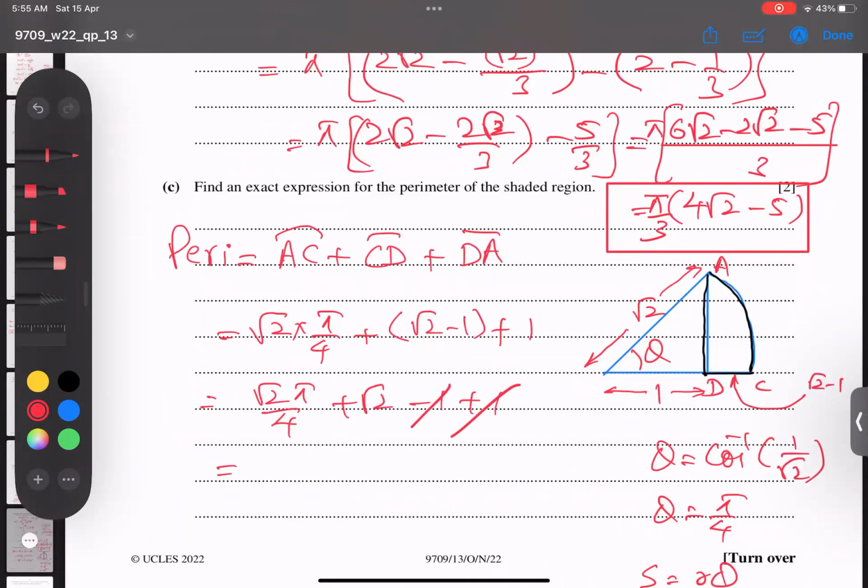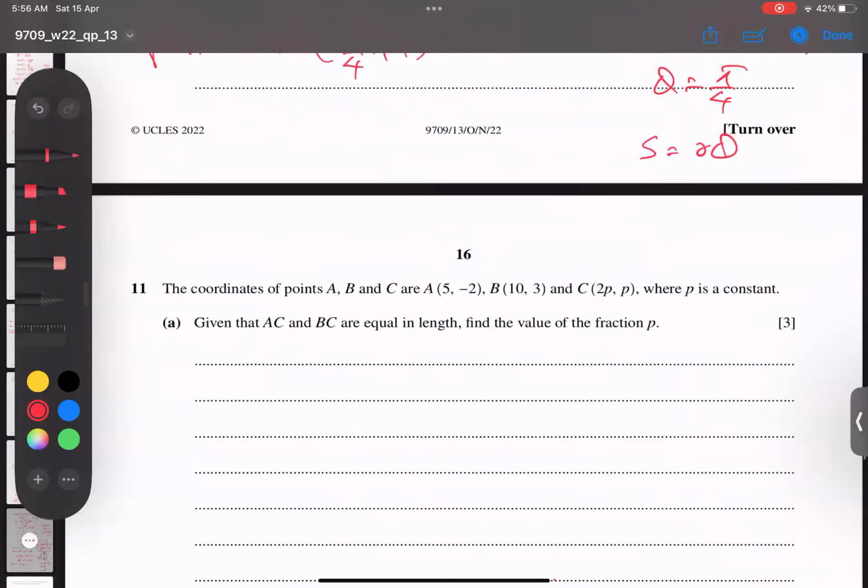Now, further, I think this is the answer we have. You can take the LCM even, or you can leave it, or take root 2 common out. So pi by 4 plus 1. This is the perimeter. So you can write it in many forms. I hope the point is very clear.